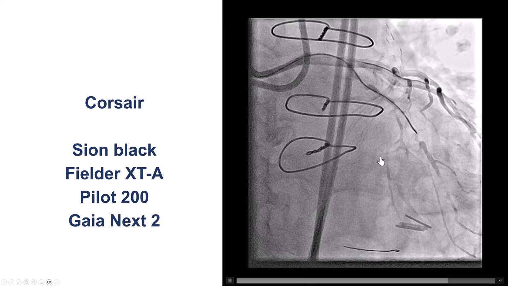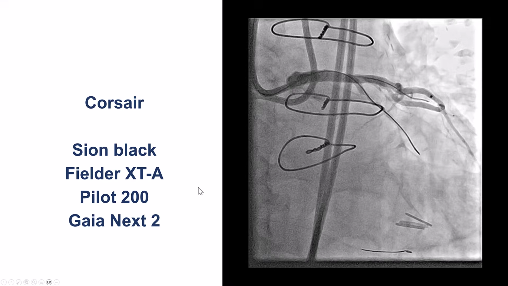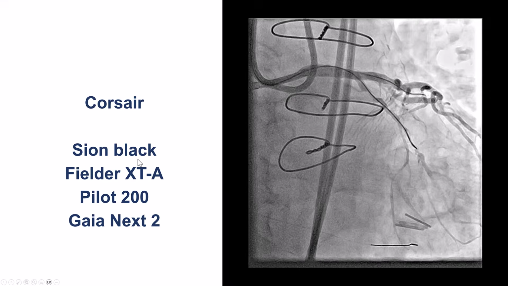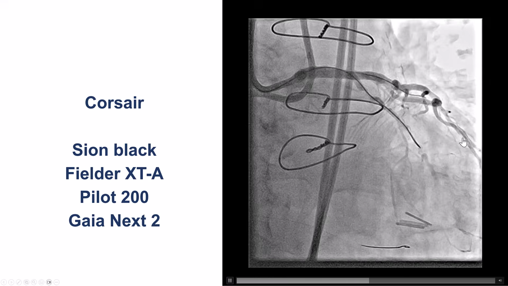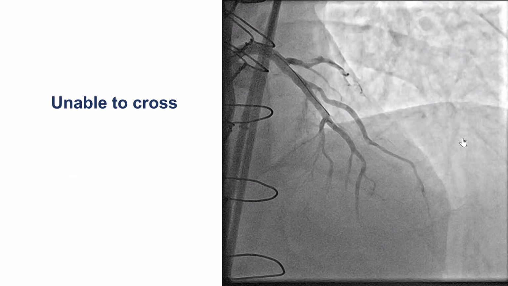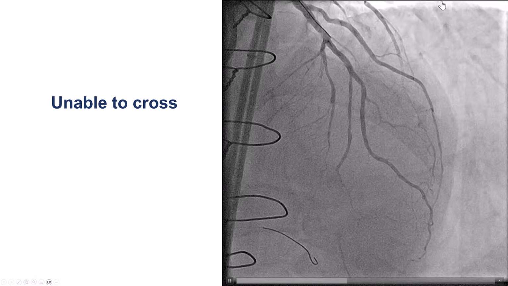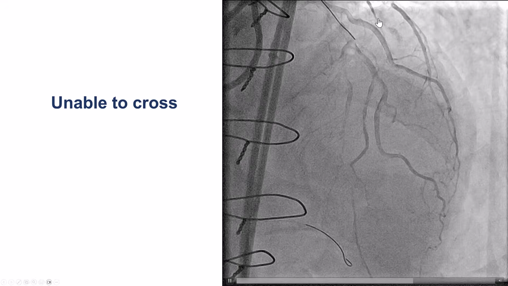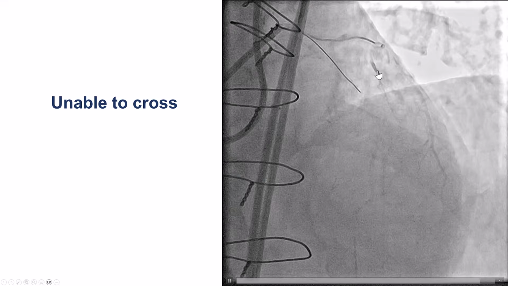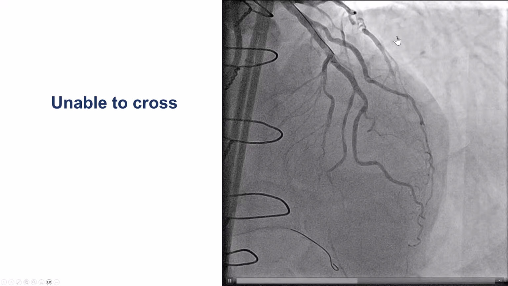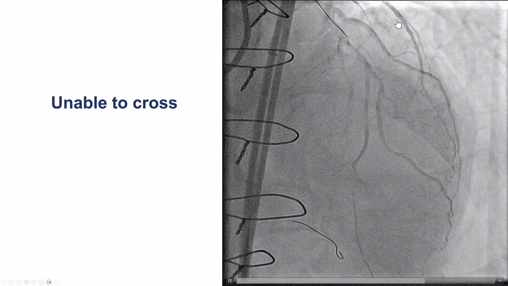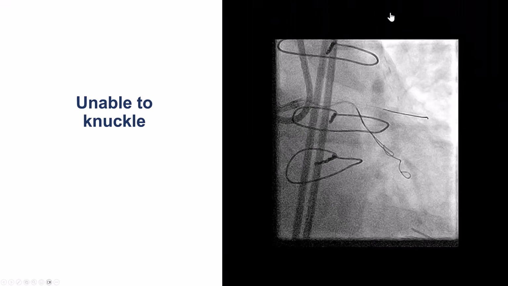We used a Corsair microcatheter and several guidewires, and nothing would cross: Suoh black, Filter XTA, Pilot 200, even a Gaia Next 2. Given the short length of the occlusion, nothing would go through. Once again, when we look at the occlusion in the RAO cranial view, it looks extremely complex. Retrospectively, this was a bridge, and that's why the wires don't go. The wires will want to track through this collateral.